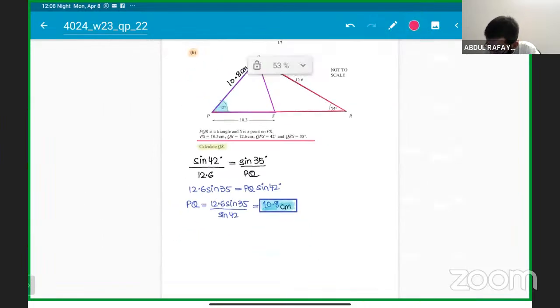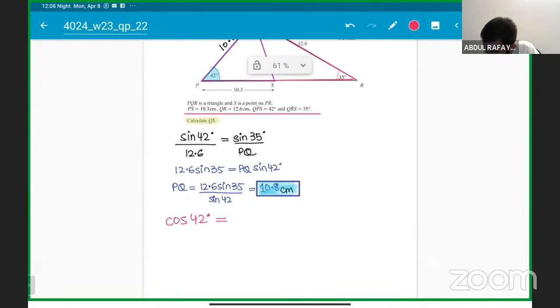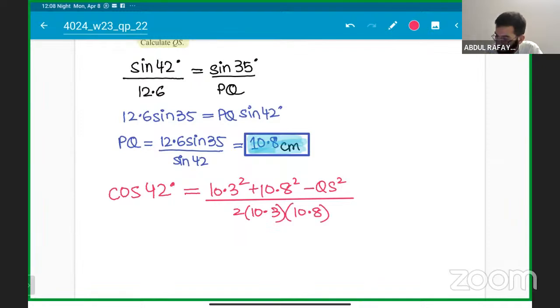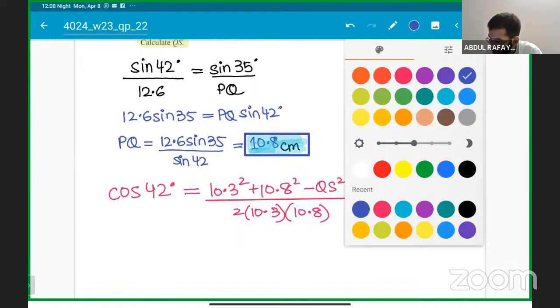It will be cos 42 degrees. Okay, adjacent sides to be added. So 10.3 square plus 10.8 square minus the QS square, because we are finding QS, and divided by 2 times 10.3 times 10.8, and you can just take it to the other side to get this working out. Okay, so 2 times 10.3, the denominator I'm solving. So it is coming something 222.48.